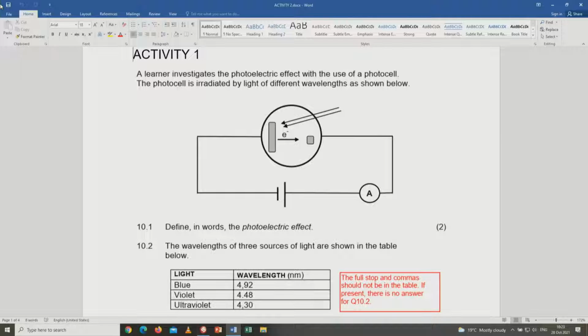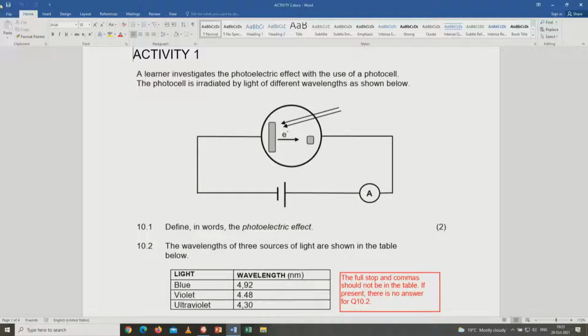The only light that will be able to eject electrons from the surface of the metal is the light that has a frequency greater than the threshold frequency, with the threshold frequency being a property of the metal. That is very, very important.